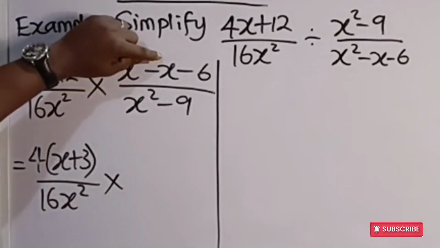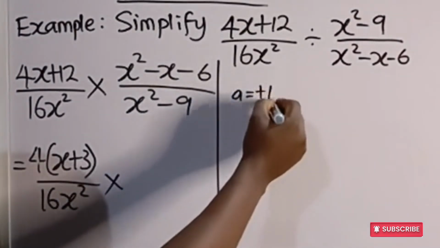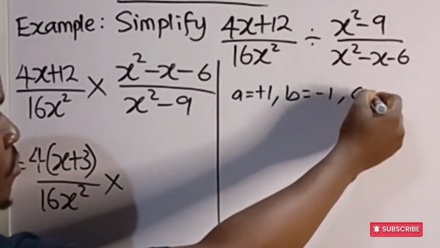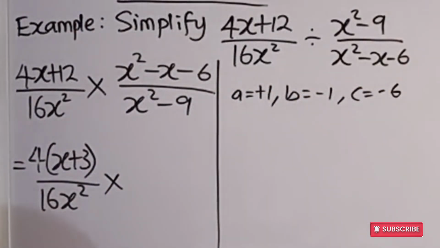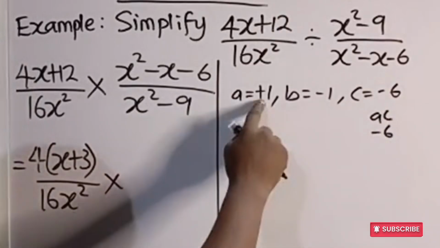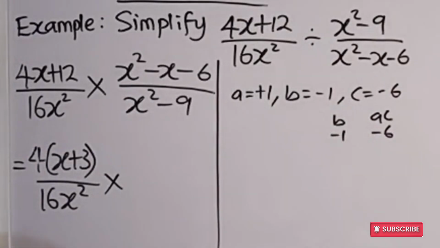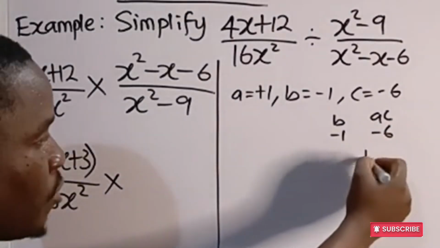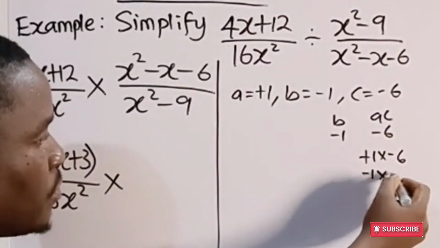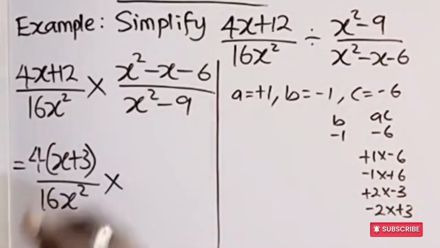So this is an algebraic expression, so we have to factorize it. So the value of our a here is equal to plus 1, b is equal to minus 1, c is equal to minus 6. So we are looking for two numbers that will multiply themselves to give us minus 6, because ac is minus 6, plus 1 multiplied by minus 6 is minus 6, and b is equal to minus 1. So what are the values that will multiply themselves to give us minus 6 and add themselves to give us minus 1? So we have plus 1 times minus 6, minus 1 times plus 6, plus 2 times minus 3, minus 2 times plus 3. So all these values will multiply themselves to give you minus 6.